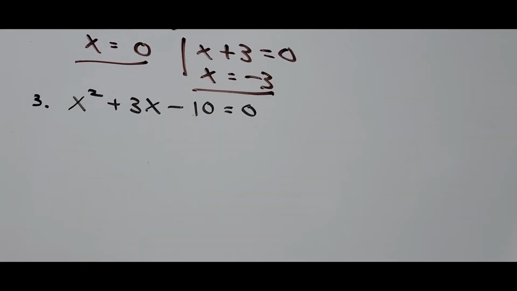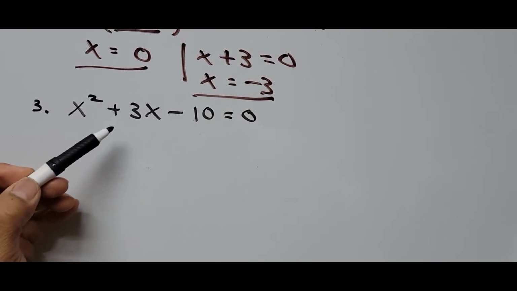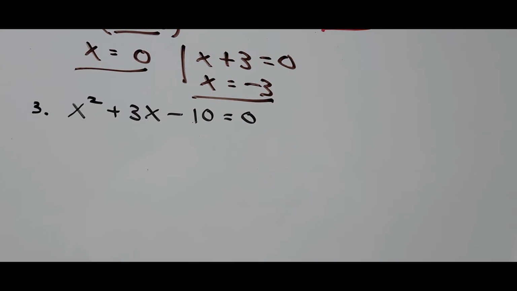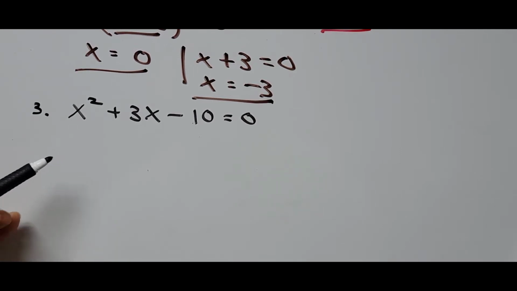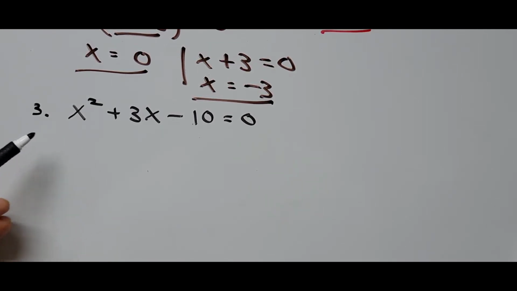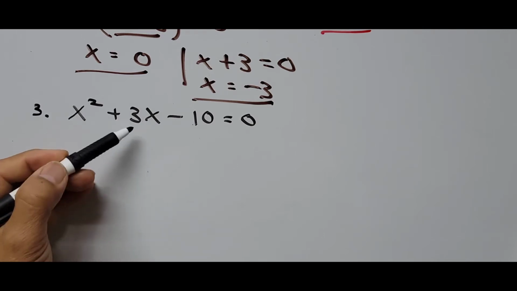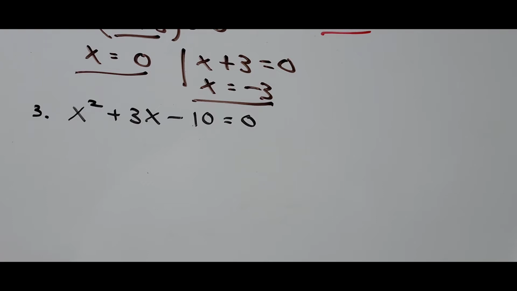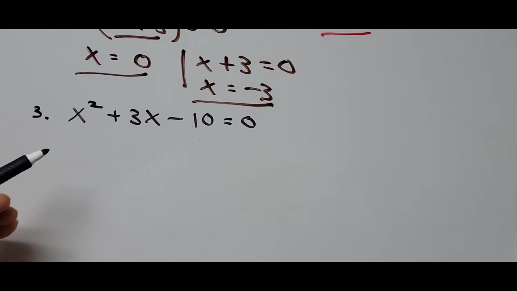We have problem number 3 over here. X squared plus 3x minus 10 is equal to 0. So this is the complete representation of the quadratic equation, where you have the value of a is 1, b is 3, and c is negative 10. So that's a full quadratic equation. So how are we going to get the value of x by factoring?